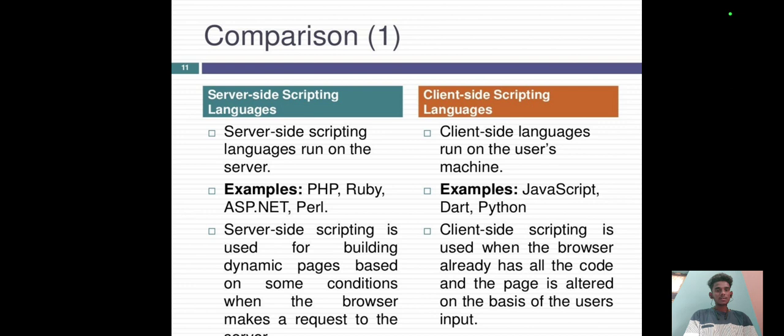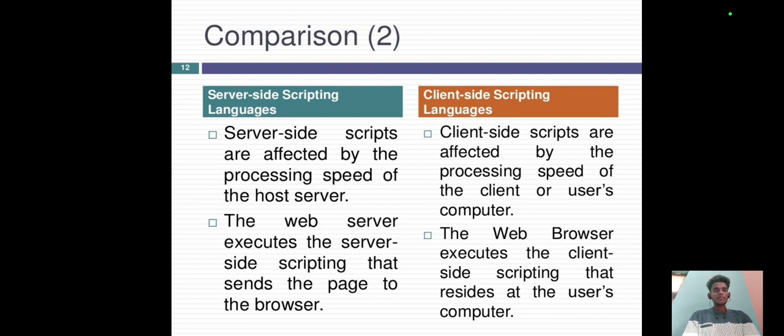Server-side scripting is used for building dynamic pages based on some conditions when the browser makes a request to the internet. Client-side scripting is used when the browser already has all the code and the page is altered on the basis of user input. Server-side scripts are affected by the processing speed of the host server, and client-side scripts are affected by the processing speed of the client or user's computer.